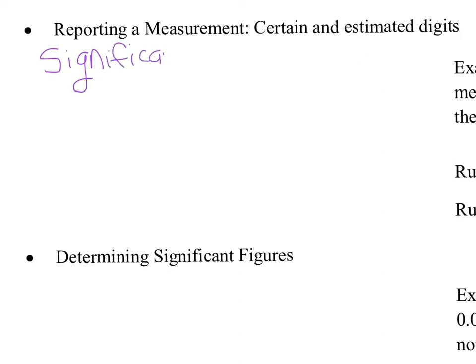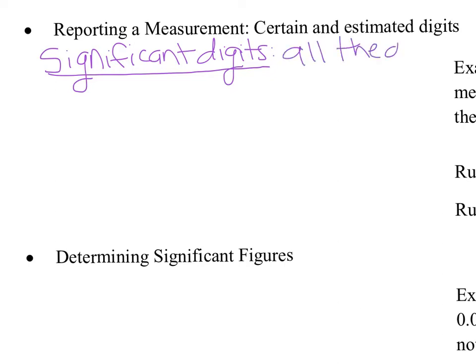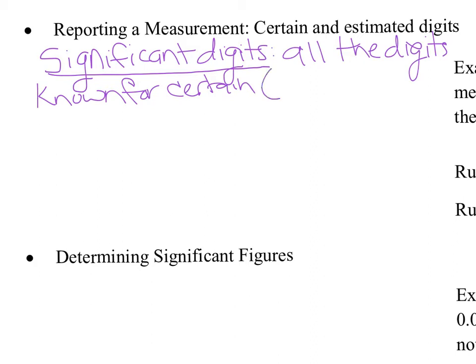So which part of a measurement is significant and which part is not? Significant digits. So when we observe and record a measurement, we include in that measurement all the digits that are known for certain. Known for certain. And essentially that is what's marked on our ruler or our graduated cylinder or whatever, right?